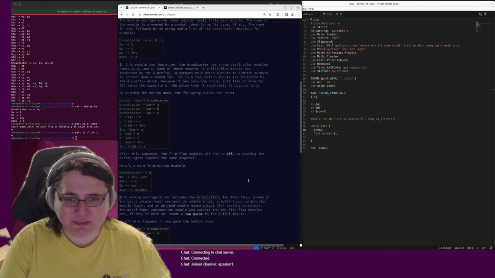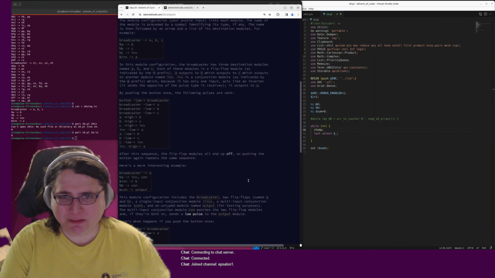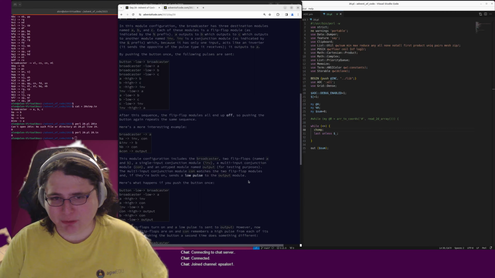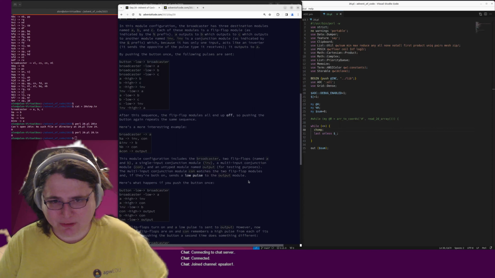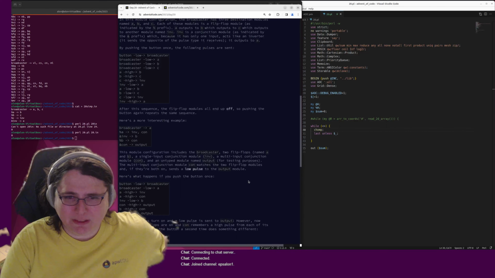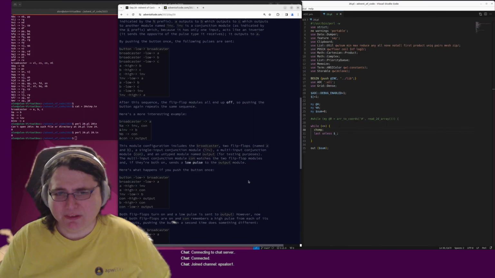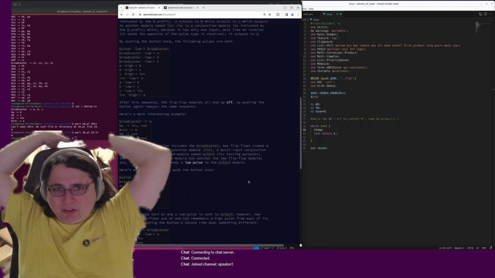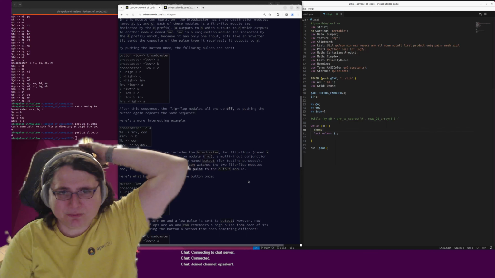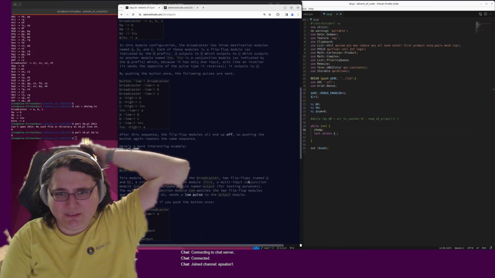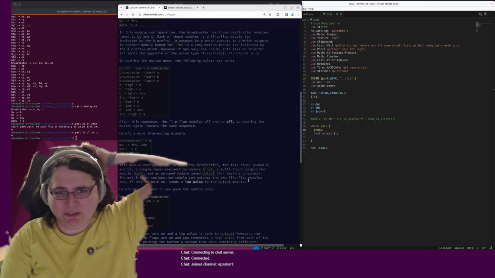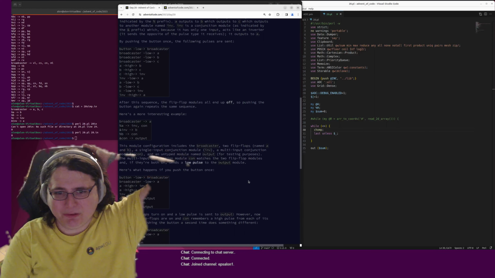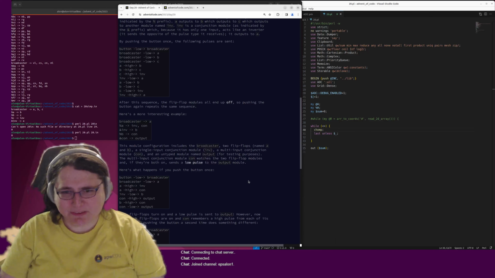A sends a high pulse to B because these are flip-flops. B sends a high pulse to C. C sends a high pulse to the inverter. Now the inverter sends, because the A pulse sent a high to B, which sent a high to C, which sent a high to the inverter, a low to A. Then A sends a low to B. Then B sends a low to C, and a low to the inverter. The inverter sends a high to A. So pushing the button again repeats the same sequence.